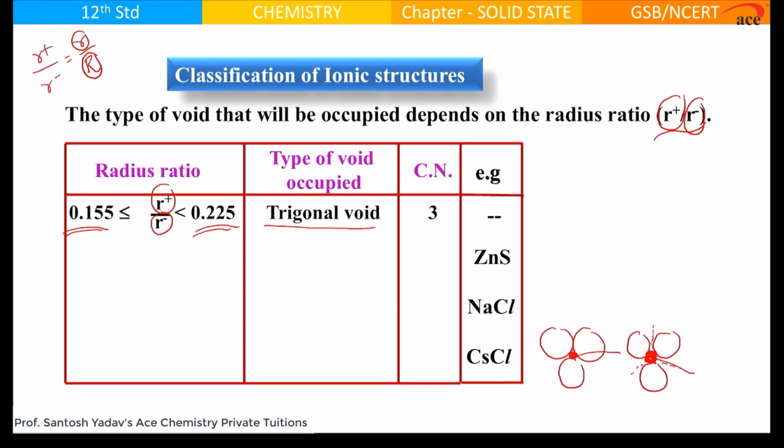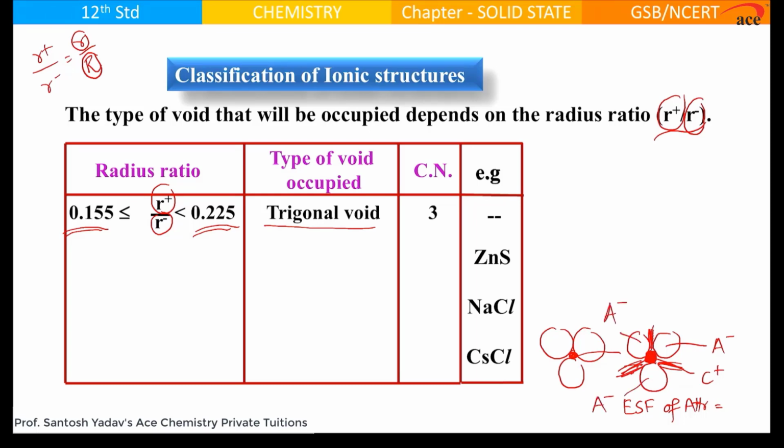Now you should know this is now your cation, this is now your anion. If they touch each other, electrostatic force of attraction will be highest. So to keep electrostatic force of attraction highest, cation will still go into trigonal void. Only thing is, anion will have space between them. That's good now if they have anion space, because anion will have a repulsion. That repulsion will be less.